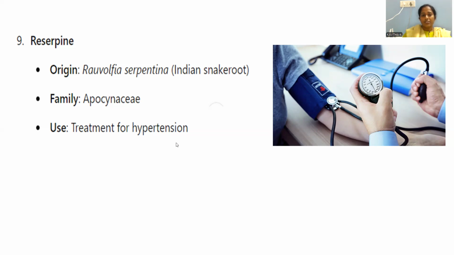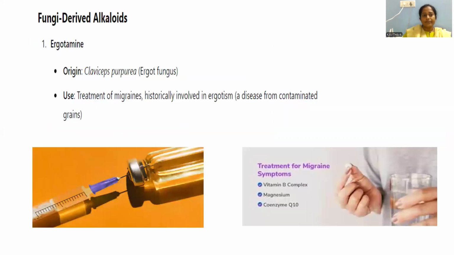So this reserpine is the most important one, which is used to reduce blood pressure, and proper functioning of the heart is possible by this Rauwolfia serpentina plant, right? Apocynaceae is the family it belongs to. It is used in the treatment of hypertension. That means high blood pressure conditions can be cured by means of this reserpine.